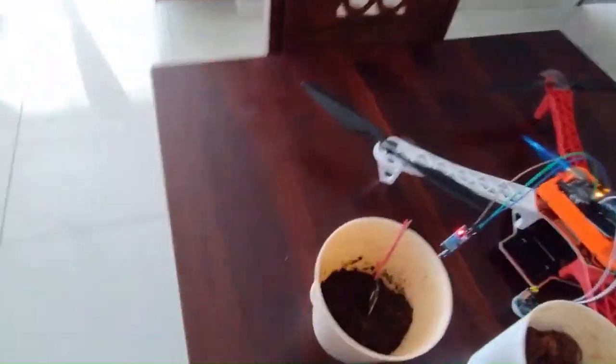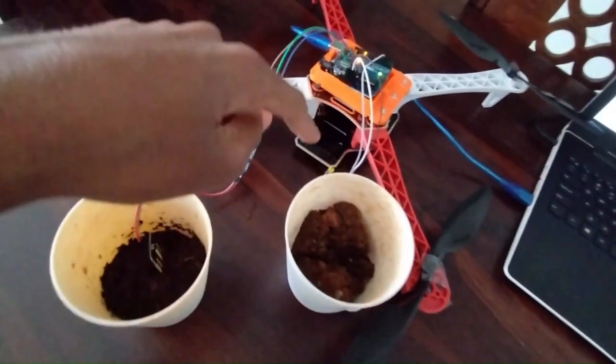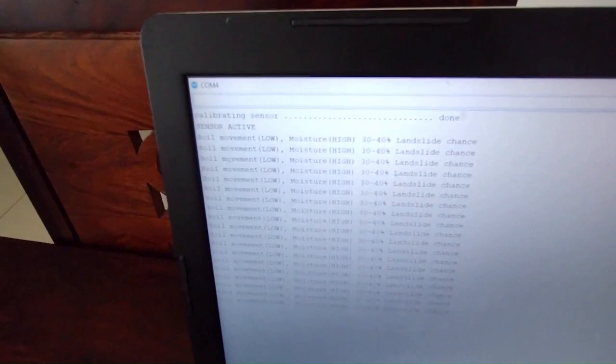Now, as the soil moisture sensor is in the wet soil and there is hardly any motion nearby, we can see that the soil moisture is high and the movement is low. Hence, there is only a 30 to 40% chance of landslide.